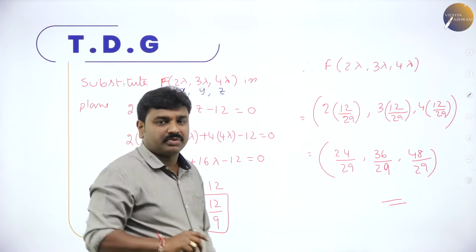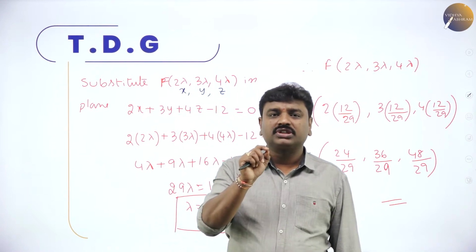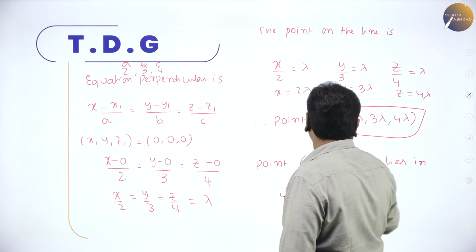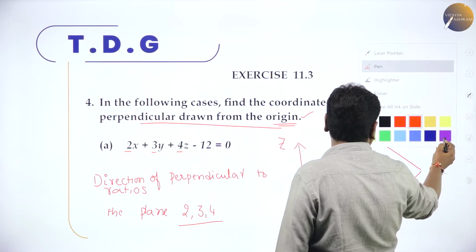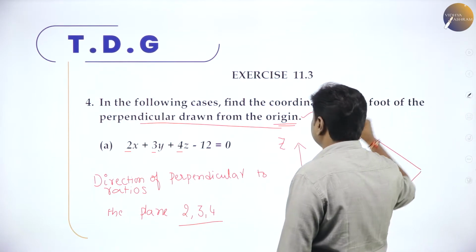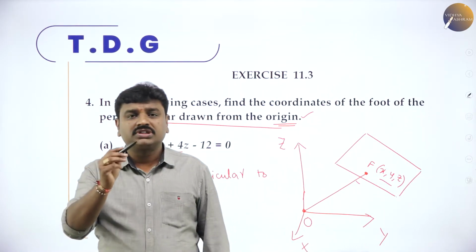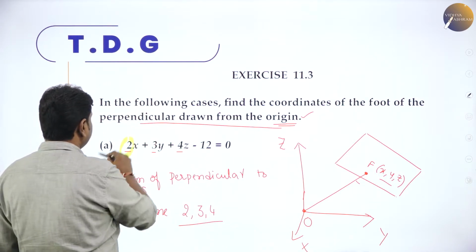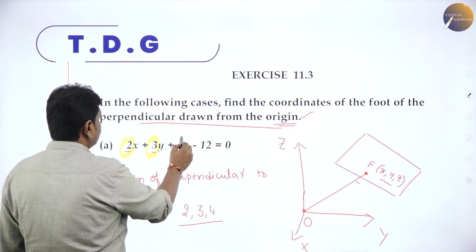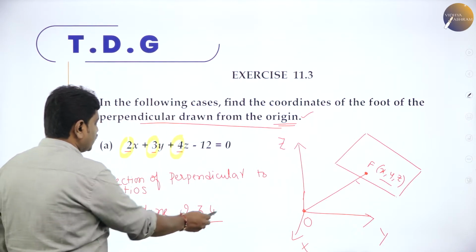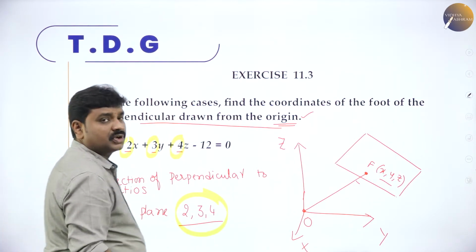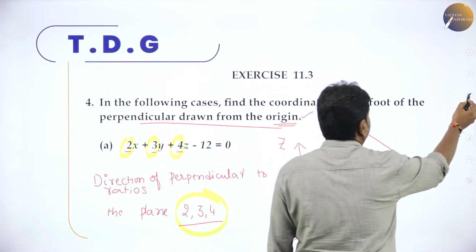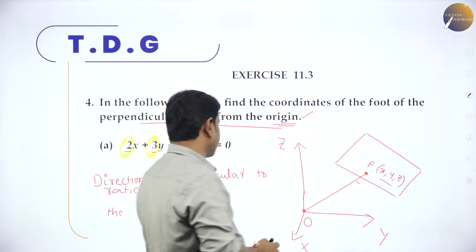So the procedure is simple. First pick the coefficients of x, y, z. Dear students, let me just conclude the procedure. First observe the coefficients of x, y, z in the plane. The coefficient of x is 2, of y is 3, of z is 4. These 2, 3, 4 we call the direction ratios of the perpendicular.